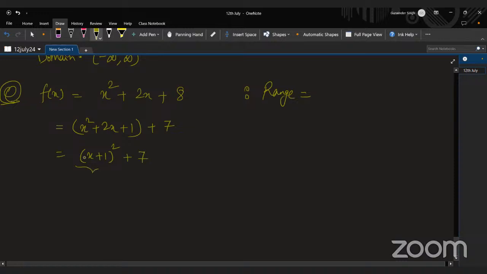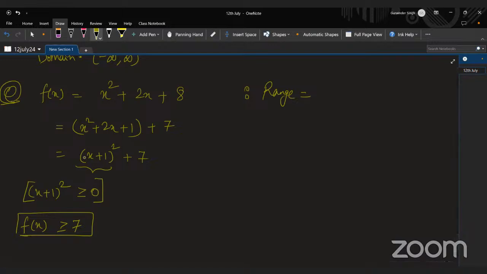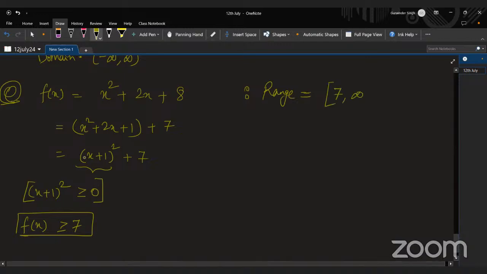Do you get any idea from this? I know that x plus 1 square will be greater than or equal to 0. So that means my f of x will be greater than or equal to 7. X plus 1 square can never be less than 0. It will only be either 0 or greater than 0. It is a square of a real number. So it will be from 7 to infinity.